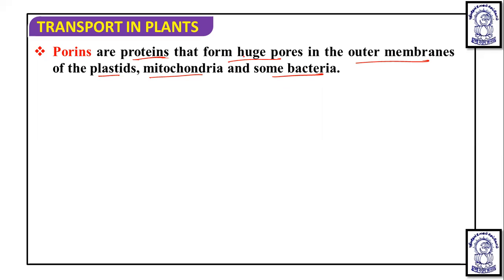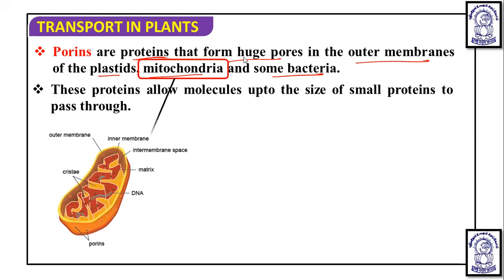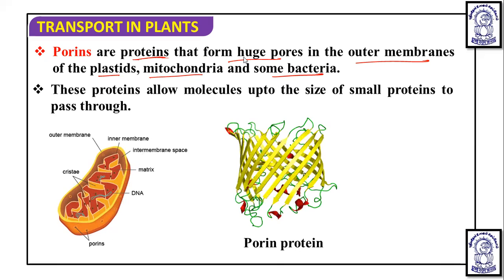And it is also known that these proteins, or porins, allow molecules up to the size of small proteins to pass through. Means they are so large that they can allow the transport of some small proteins through them. And this is the mitochondria. You can see these are the porins. This is the porin protein structure, actually visible like in a 3D image.